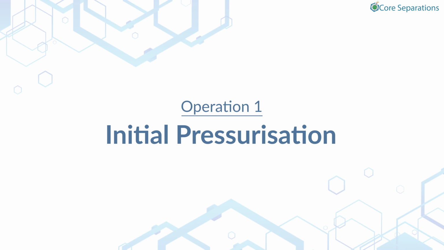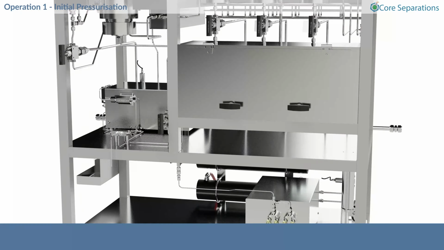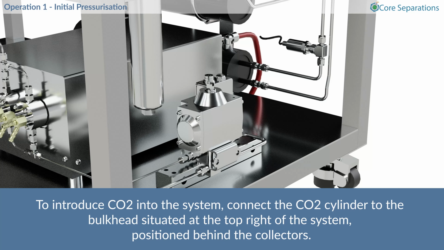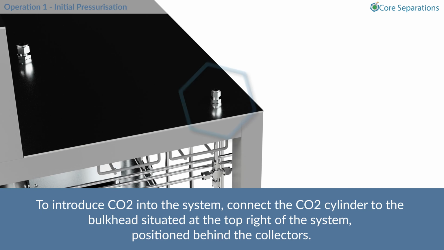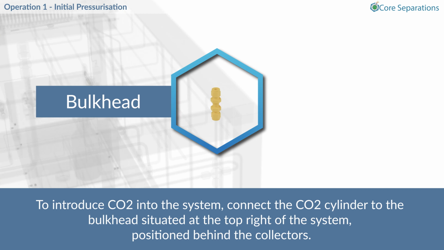Operation 1. Initial pressurization. To introduce CO2 into the system, connect the CO2 cylinder to the bulkhead. You'll find this at the top right of the system, behind the collectors.